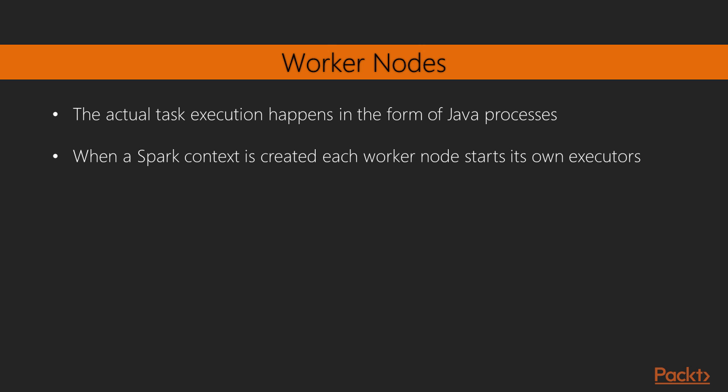Worker nodes. A worker contains executors, where the actual task execution happens in the form of Java processes. Each worker runs in its own Spark instance and is the main compute node in Spark. When a Spark context is created, each worker node starts its own executors to receive the tasks. Executors. These are the main task executors of Spark applications.